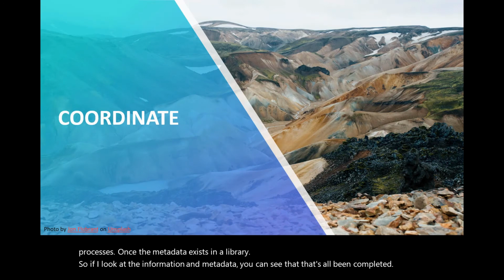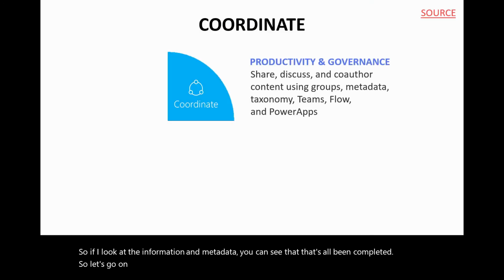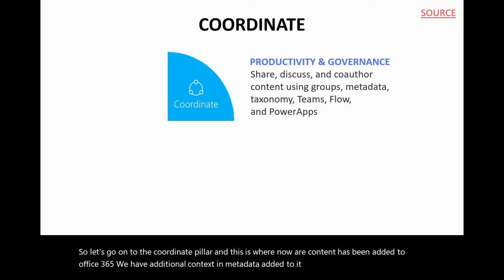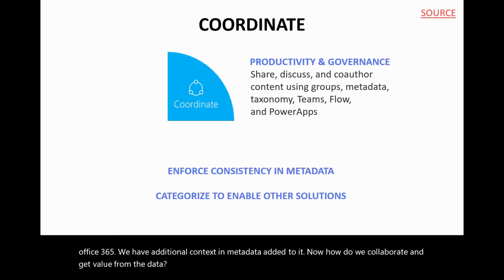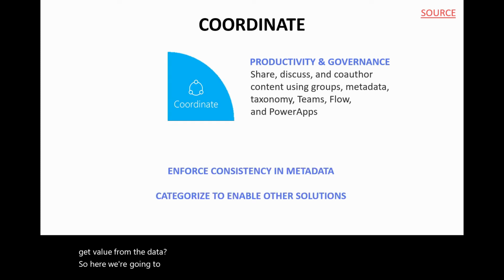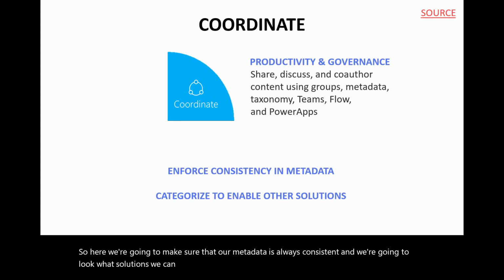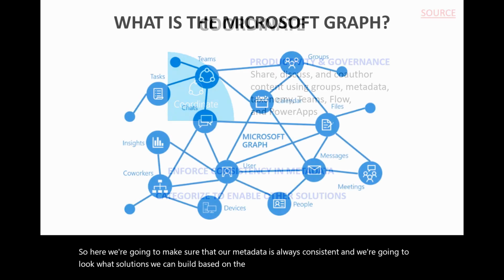So now let's go on to the coordinate pillar. And this is where now our content has been added to Office 365. We have additional context and metadata added to it. Now, how do we collaborate and get value from the data? So here we're going to make sure that our metadata is always consistent, and we're going to look at what solutions we can build based on the categorization of content.